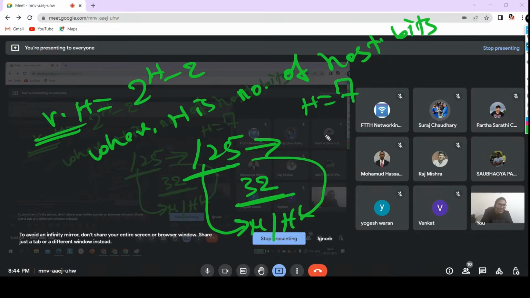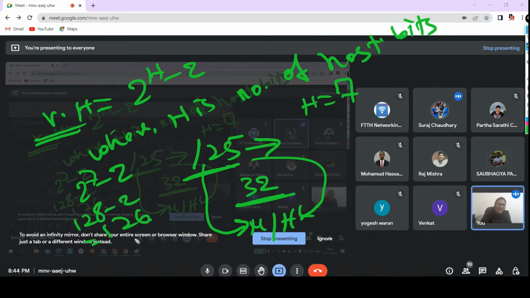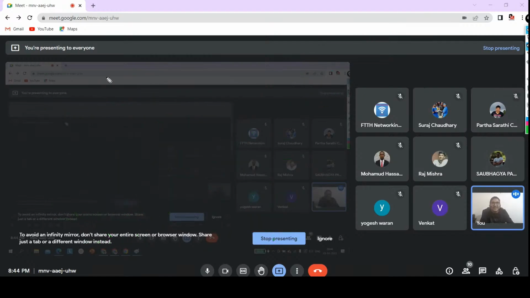So what will be the valid hosts? Valid hosts will be 2 to the power h minus 2. So 2 to the power 7 minus 2. 2 to the power 7 will be 128, minus 2, that will be 126. So if you use /25, you will get 126 valid IP addresses. Okay, if you use /26.